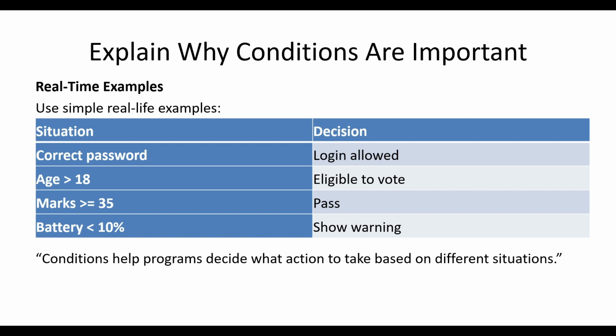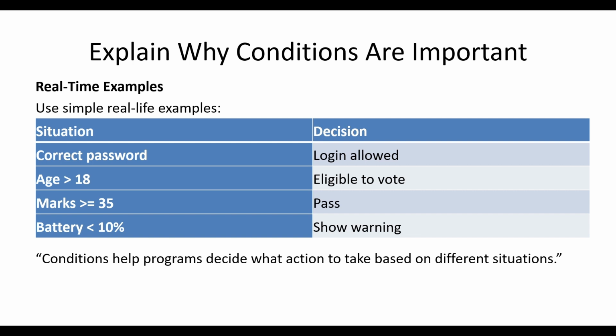Why are conditions very important? Where exactly will we use them in real time? For example, we need to validate a password. The user provides a username and password, and if the password is correct, then only should login be allowed. Or let's assume we are checking whether a person is eligible to vote. The eligibility age for voting is 18 years. So if a person's age is 18 or above, then only the person is eligible to vote, or else he is not eligible to vote.